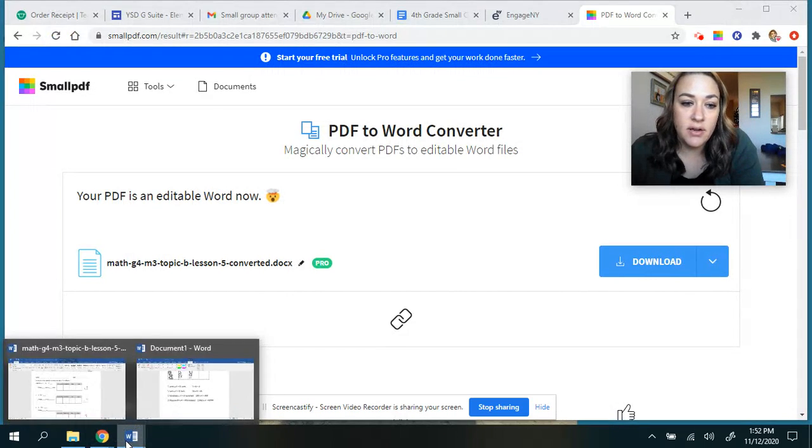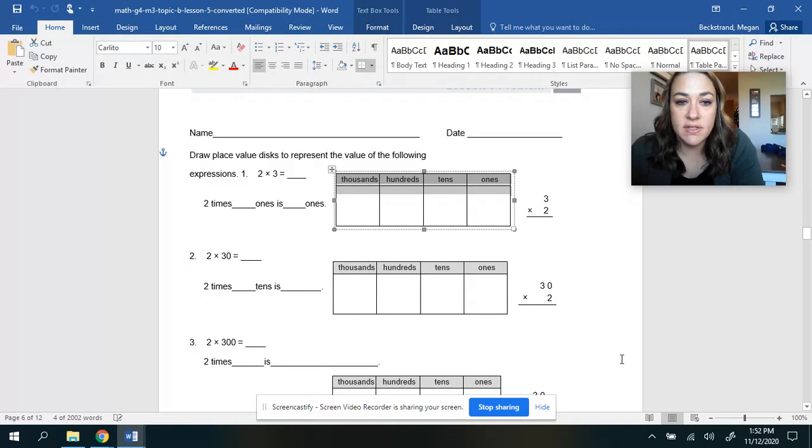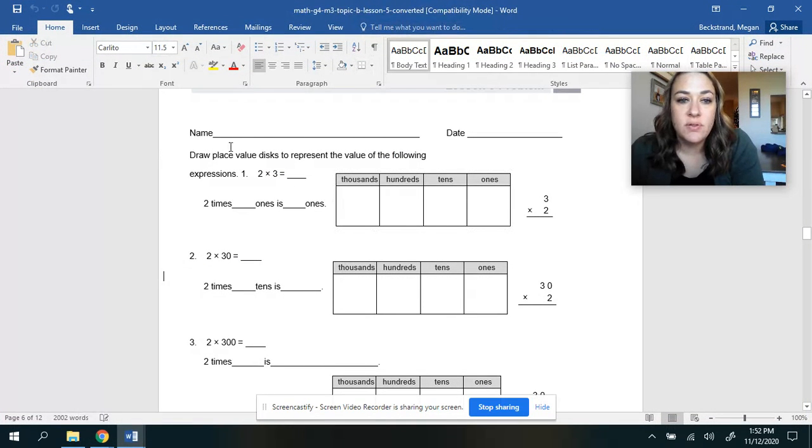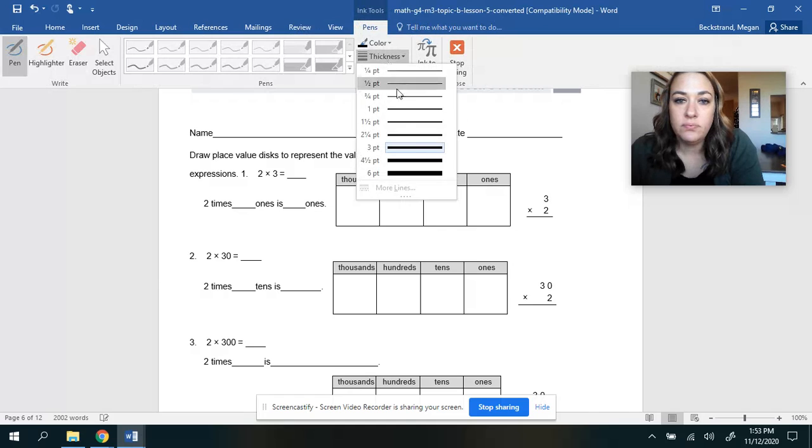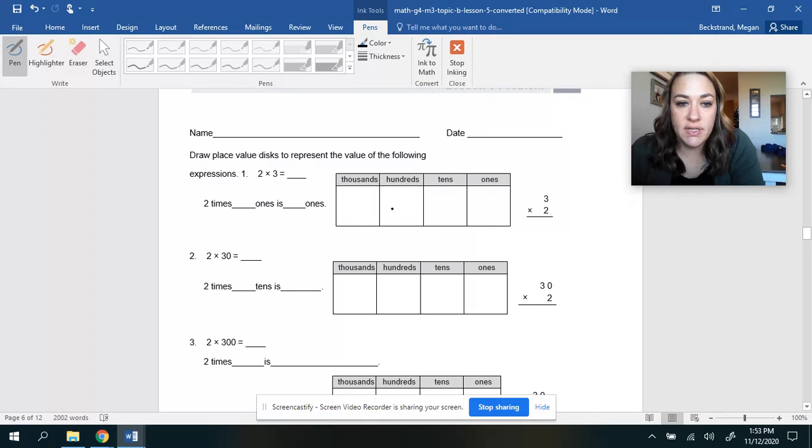And we're going to look at our problem set for today. So it says draw place value disks to represent the value of the following. So we have 2 times 3. So 2 times 3 ones is blank ones. Well, we can show that on our place value chart, just like we just did.